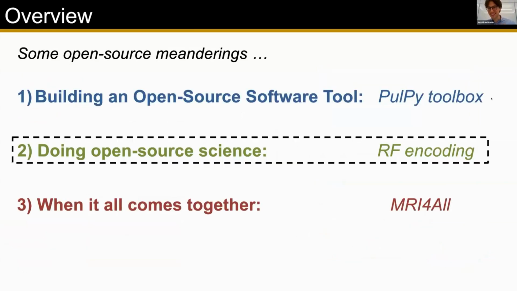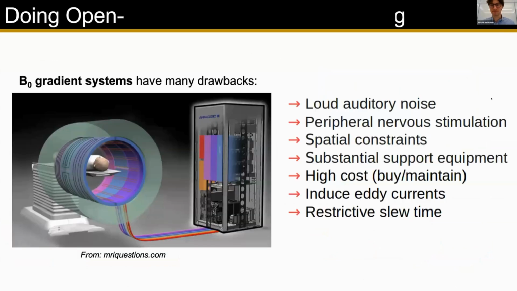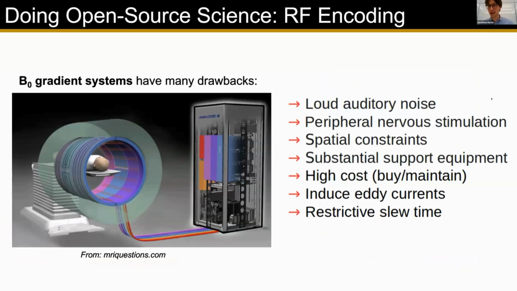So okay, I discussed building a tool, getting it published, open source, and I'll talk a little bit now about doing actual open source science with the tools that you built, with the focus being on this technology that we've worked on in our group for a little while, RF encoding. RF encoding is kind of an answer to a lot of the problems that B0 gradients have. B0 gradient systems have a number of drawbacks that are pretty inherent to their design. Notoriously very loud auditory noise, can have other patient comfort issues such as peripheral nervous stimulation, and they impose some real constraints on the design of your magnet.